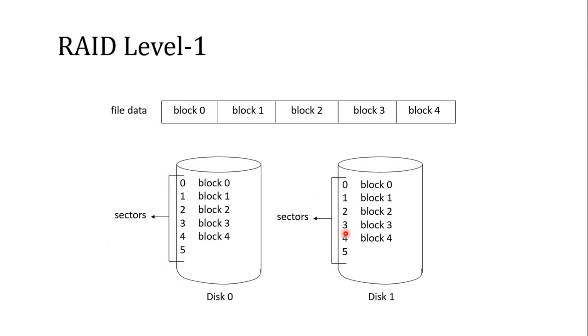So if one disk has sectors 0, 1, 2, 3 and 4, and 5 is empty, then in another disk, if you mirror it, you will find the same data in 0, 1, 2, 3 and 4, and 5 is empty. So this is how RAID 1 is maintained. One disk has the same copy of another disk, so it is called RAID level 1.